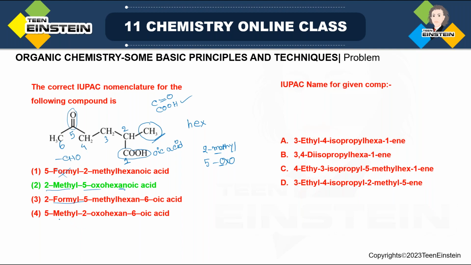And why the last option? What is the problem? Here the methyl is present at 2 position, not 5 position. Okay. Next question also, a structure is given and we have to find the name.